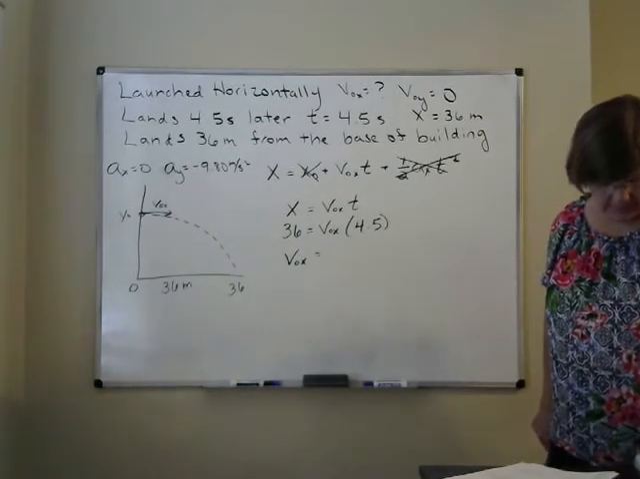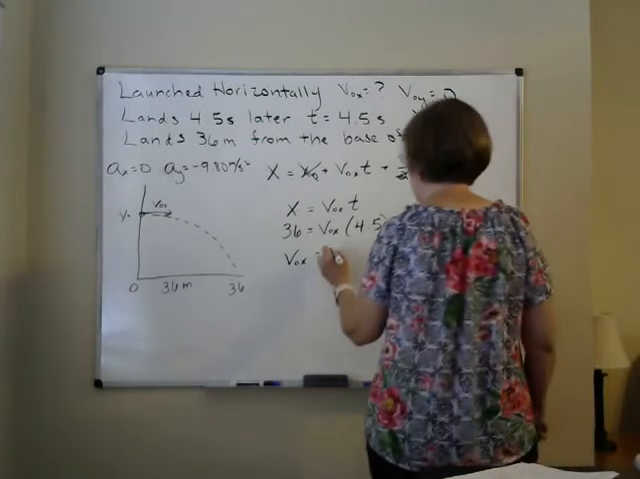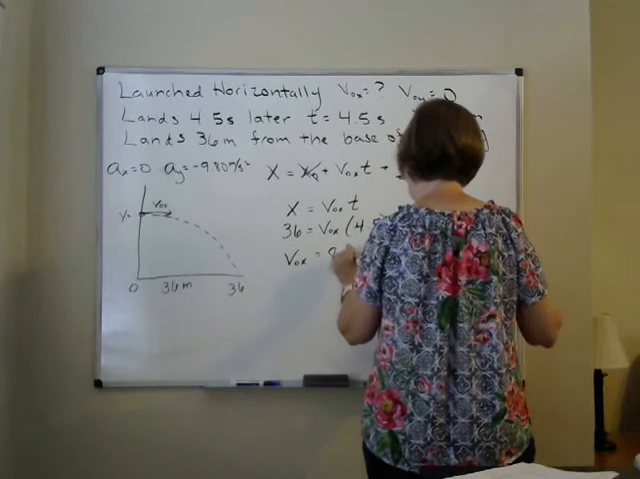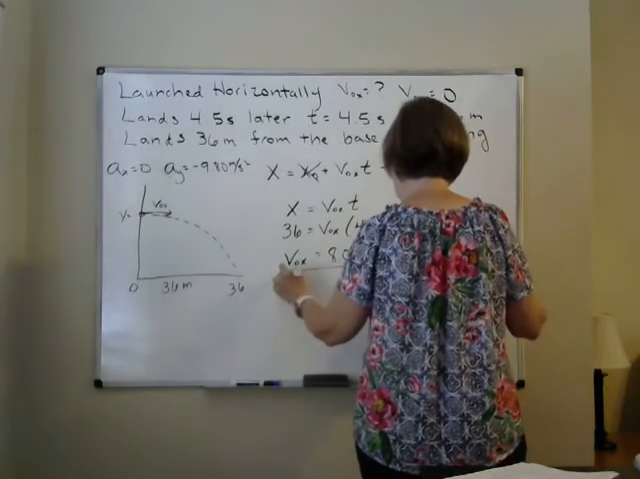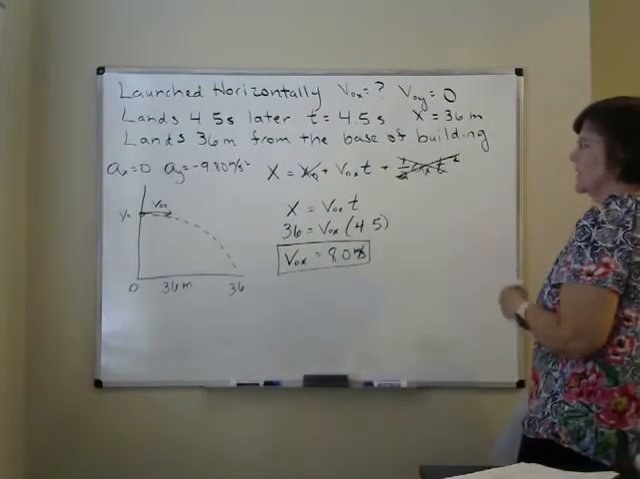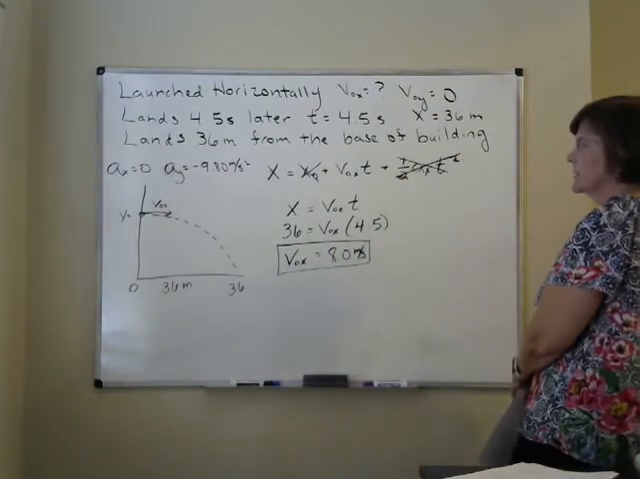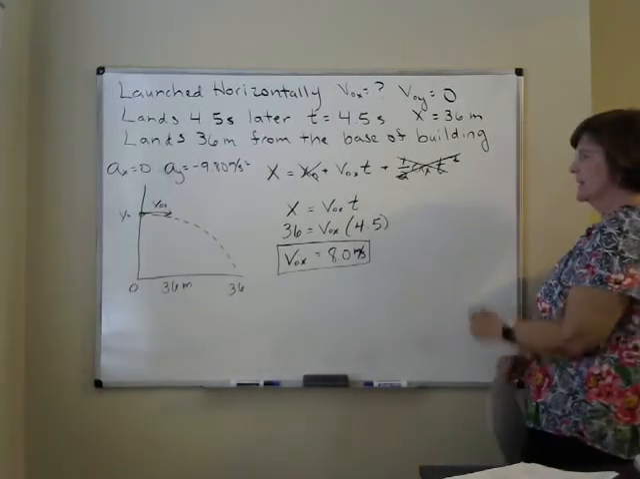divided by 4.5, and I get 8. So it was thrown at 8.0 meters per second. The other question, and we could have answered it first, was how high was it? What was my initial height?